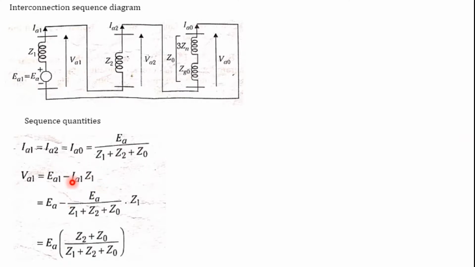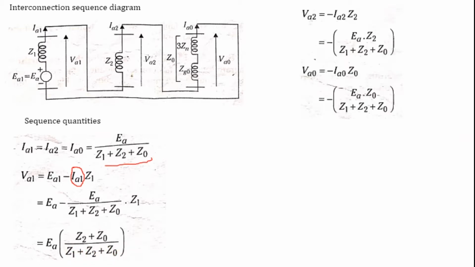Substitute this. What is IA1? IA1 is nothing but this value, so substitute this IA1 value here and do the simplification. What is IA1? It is EA divided by Z1 plus Z2 plus Z0. After doing the simplification we will get EA multiplied by Z2 plus Z0, divided by Z1 plus Z2 plus Z0.